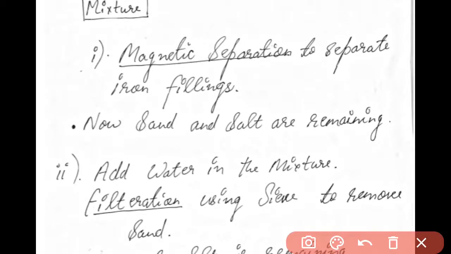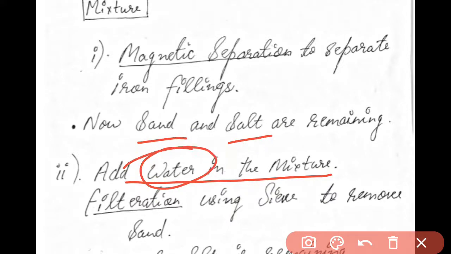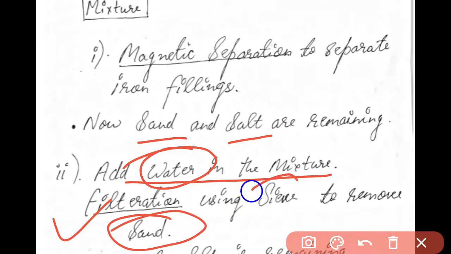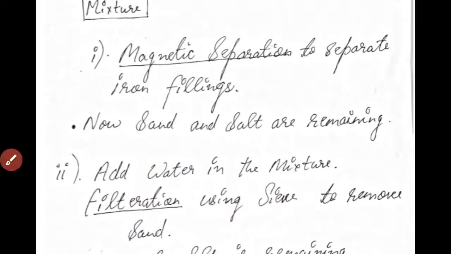So in the first step we have removed the iron filings, then we proceed to the next step. After that we are going to add water to the mixture of sand and salt. After adding water, the next method of separation we are going to use is filtration. It is obvious we are going to use this method for the separation of sand. After using the sieve, the sand will remain on the sieve and all the extra material will come through.